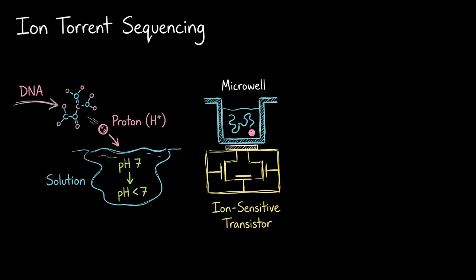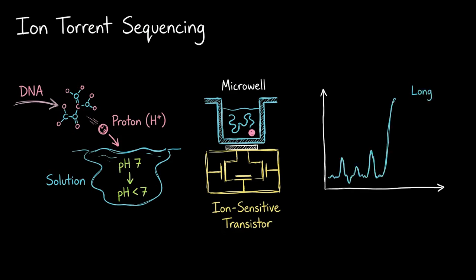No dyes or cameras are needed. The chemistry is simple, but the signal grows non-linearly when several identical bases are added in a row, which makes long homopolymers difficult to measure accurately.